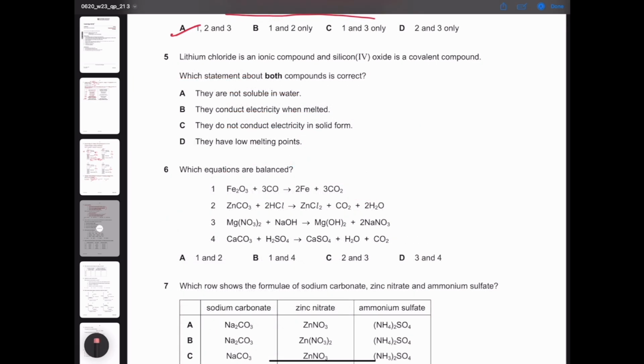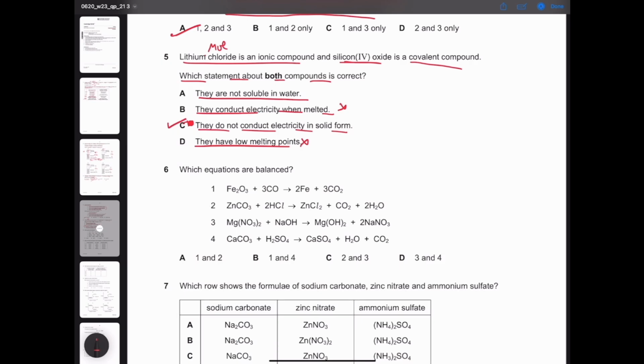Lithium chloride is an ionic compound and silicon oxide is a covalent compound. Which statement about both compounds is correct? They are not soluble in water. Lithium chloride is soluble, silicon oxide is not. They conduct electricity when melted? No. They do not conduct electricity in solid form. See, lithium chloride conducts electricity in molten form, but in solid it does not. Same way, silicon oxide does not conduct electricity. So the correct answer should be C. They have low melting points? No. They have higher melting points. So the answer should be C.